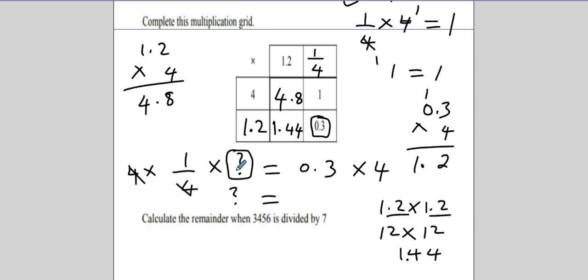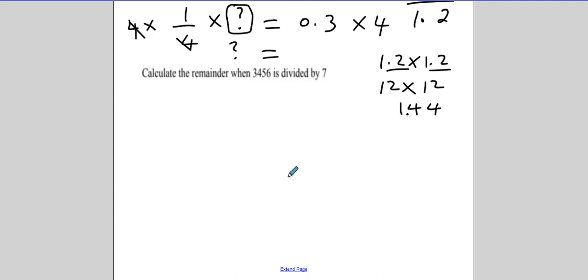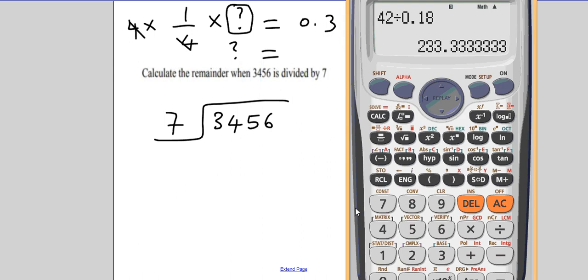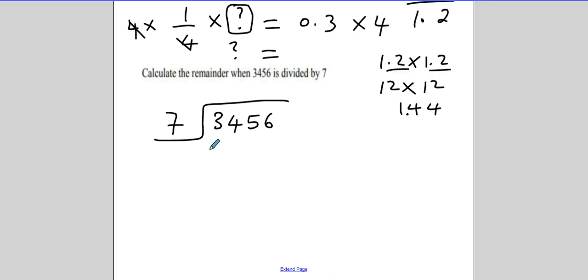Right, calculate the remainder when 3456 is divided by 7, using the long division method. Okay, you can do that using a calculator. Let me show you. This will be 3456 divided by 7. See the answer? Now let us put it in the form of a mixed number. So this means the remainder will be 5. Okay, but let me show you without using a calculator.